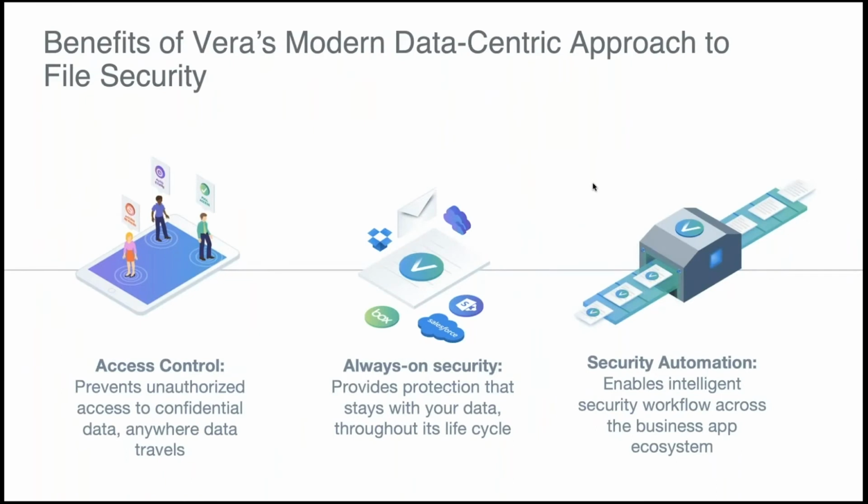Hopefully the benefits of the data-centric approach to file security that I've been discussing are fairly self-evident. I've woven them through what we've been discussing already. Access control. You're preventing unauthorized access to confidential data no matter where it's traveled in the world. It stays with that data. That security, that protection stays with the data throughout the life cycle of that content. You've got the ability to modify that protection at any point during that life cycle. And then finally, the one thing that we haven't touched on too much so far, but I'll really highlight when we get into the demo, is the security automation.